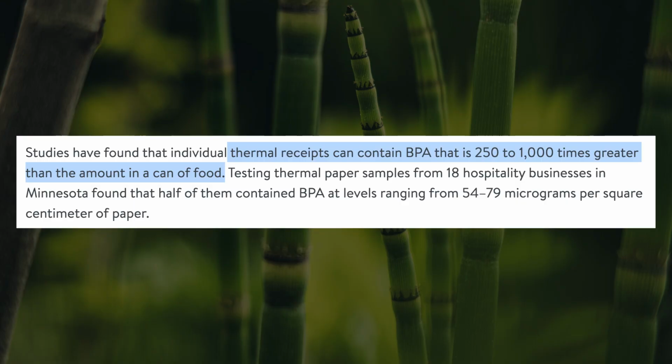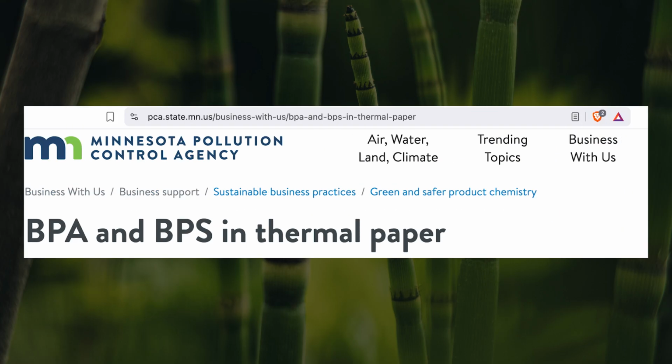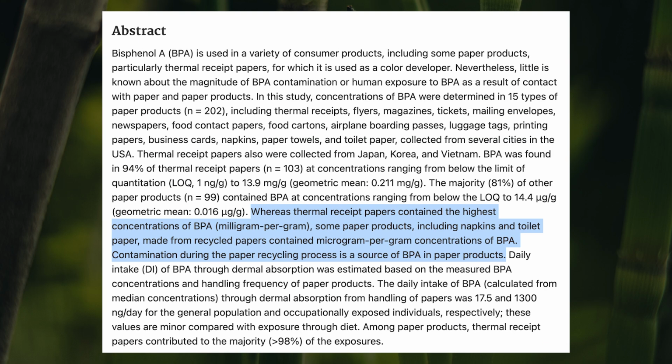Another big place that these show up are in receipts. Receipts have very, very high amounts of BPA in them, so you want to avoid touching them. Also, they're in recycled paper. So these receipts get thrown into the recycling process, and now all recycled paper has BPAs in them.